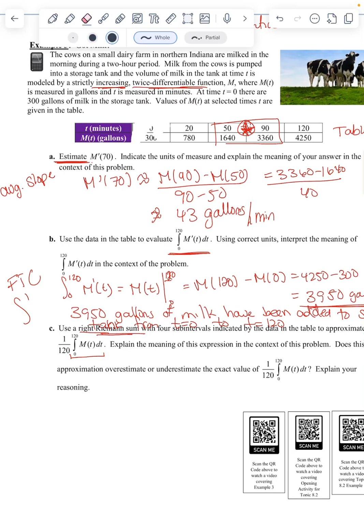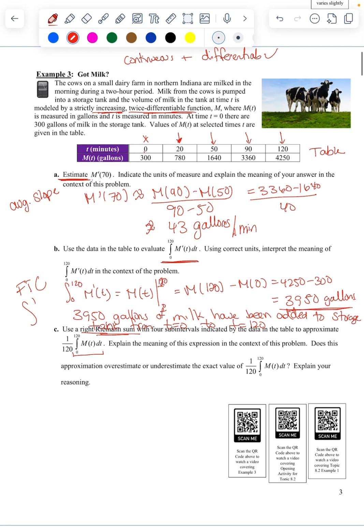Okay, that's a little flashback into previous section, right? So we're using a right Riemann sum with 4 subintervals. Right Riemann sum means that we are focusing in on our right points. So we're going to ignore that first point. So that's going to be 1 subinterval from 0 to 20, from 20 to 50, from 50 to 90, and from 90 to 120. And it might make it easier if you graph the points if you can't see where I'm getting these values from.